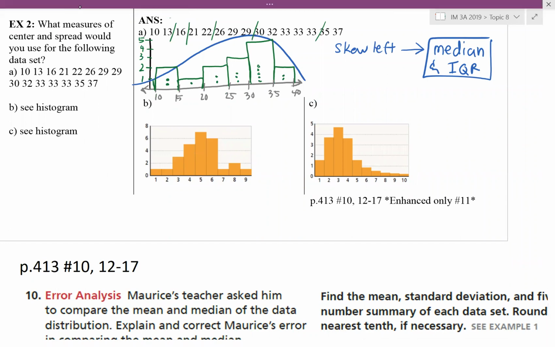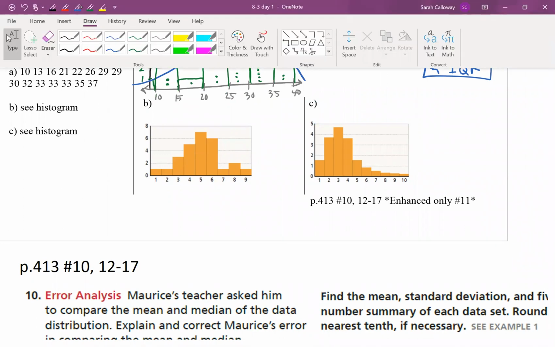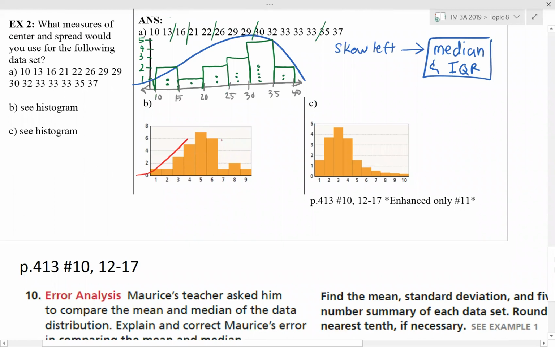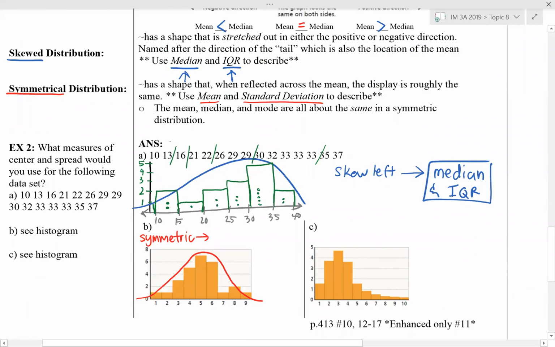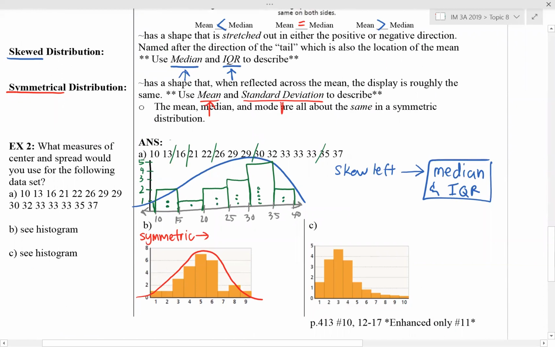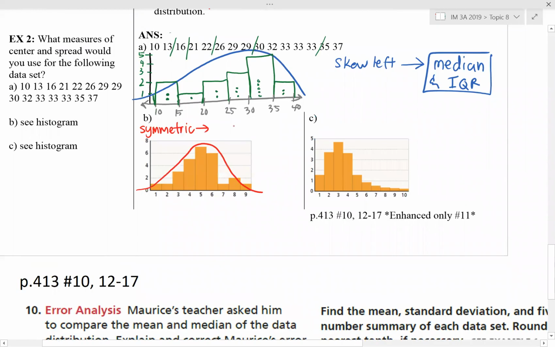The next set is easier because I'm just given the visual. So again, I'm looking at what would I best describe this data, and this one is more symmetric. It's not perfect, but it's closely symmetric. And when it's symmetric, it's mean and standard deviation. So the answer for this one is mean and standard deviation.